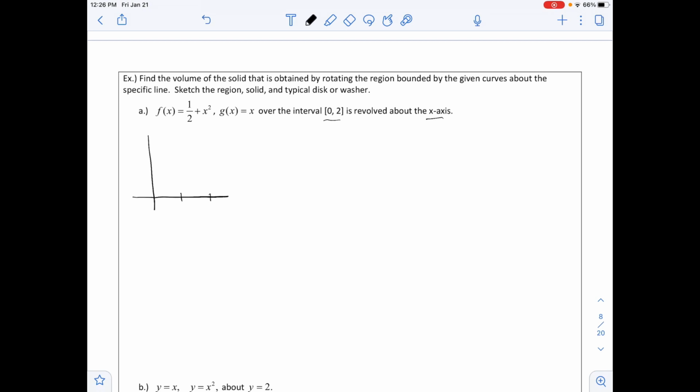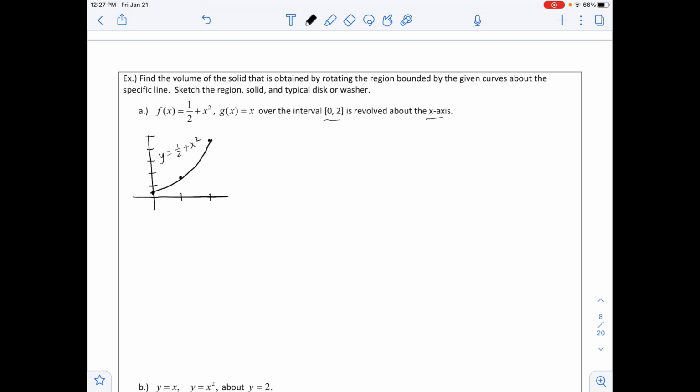And the first graph that we have is a parabola. At 0 we would have 1/2, and at 2 we would end up with 4.5. So I'm going to go up to 5. We're going to start at 1/2 here, and then we get 1.5, and then we get 4.5. And sketching this on, this is my graph y equals 1/2 plus x squared.